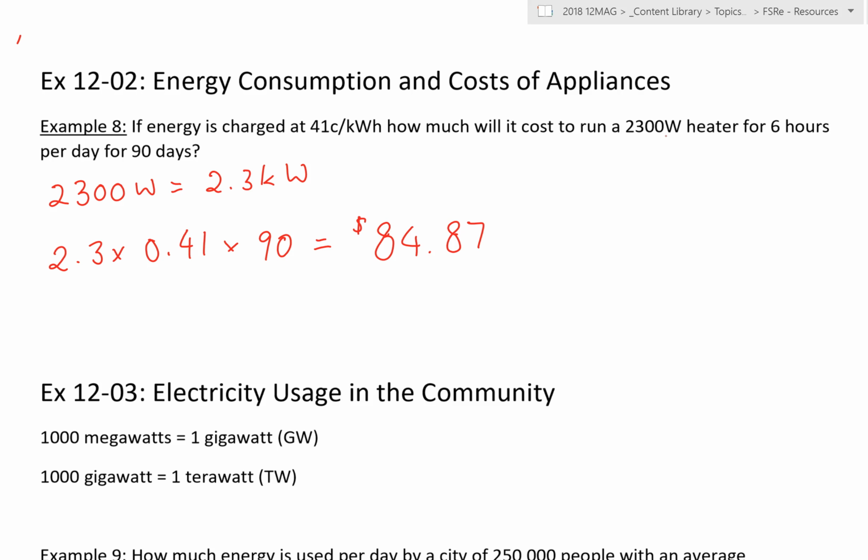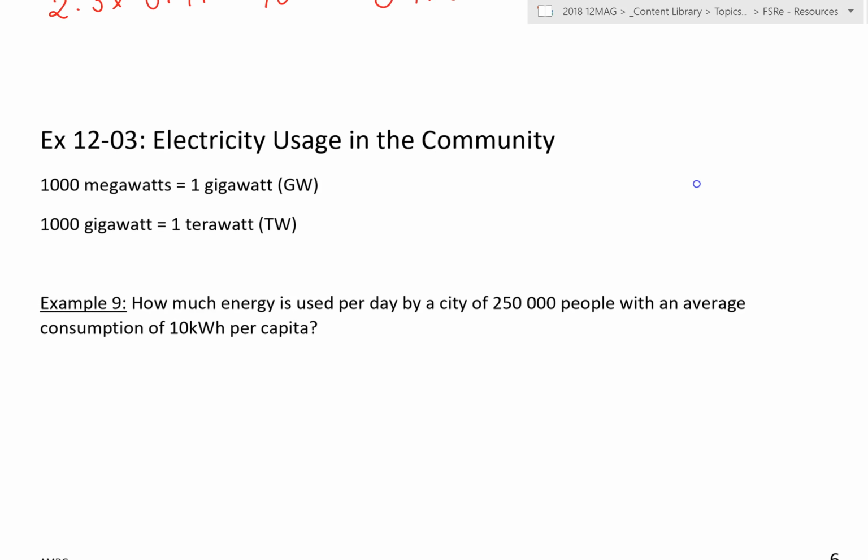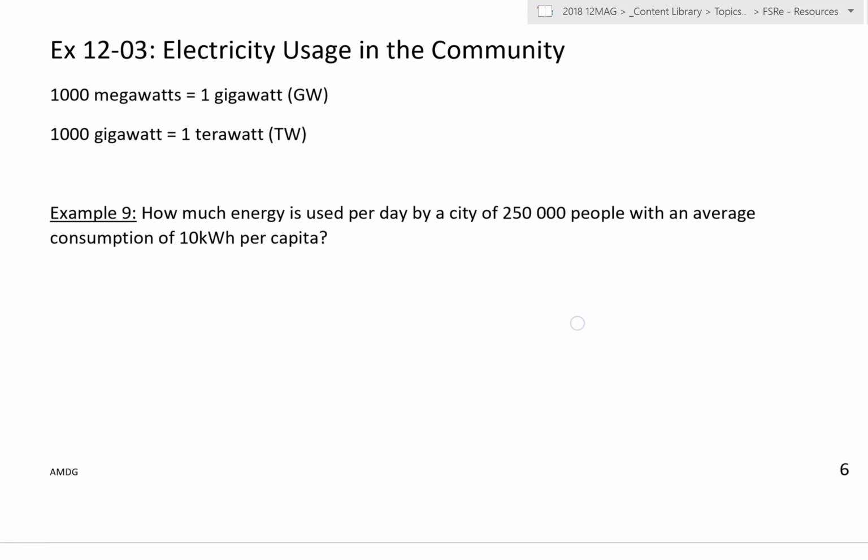Rightio, I'm going to look at 1203 in this video too, because there's just not that much extra there. I've introduced a couple of other units now, gigawatts and terawatts. A gigawatt is 1,000 megawatts, or 1,000,000 kilowatts, or 1,000,000,000 watts, and a terawatt is 1,000 gigawatts. Now, we're talking about bigger figures. Let's say I have a city of 250,000 people and they're using an average of 10 kilowatt hours per capita. So how much energy do they use per day?